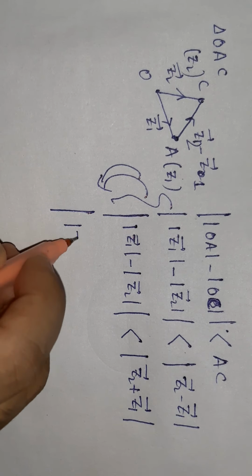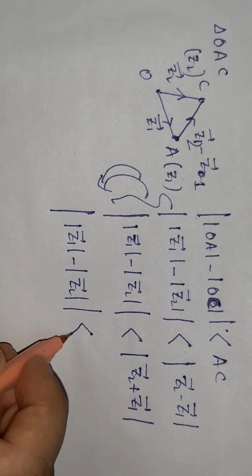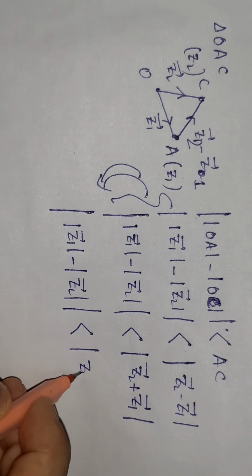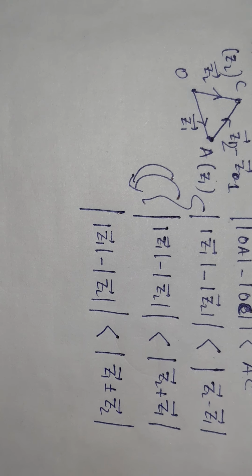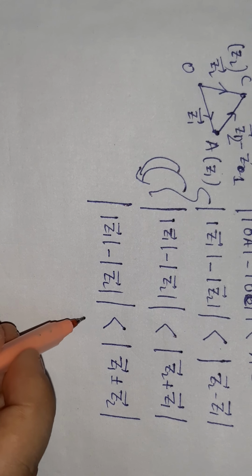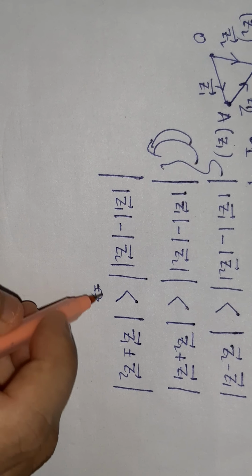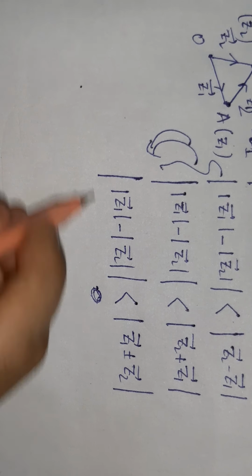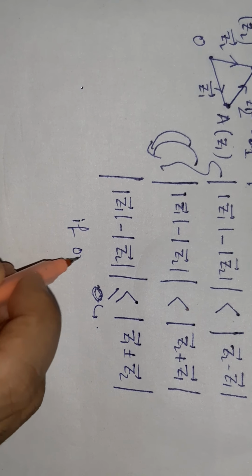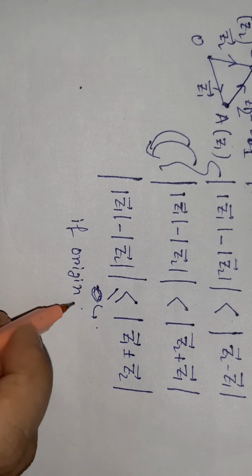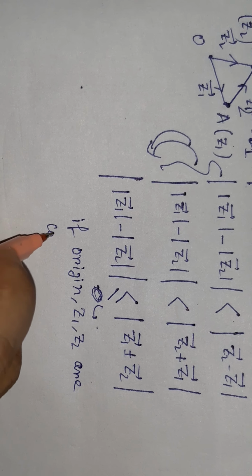Combining these two, you can conclude that the difference of modulus of Z1 vector and modulus of Z2 vector is less than or equal to modulus of Z1 vector plus minus Z2 vector. In general it is strictly less than, and for the equality sign, the origin, Z1 and Z2 must be collinear.